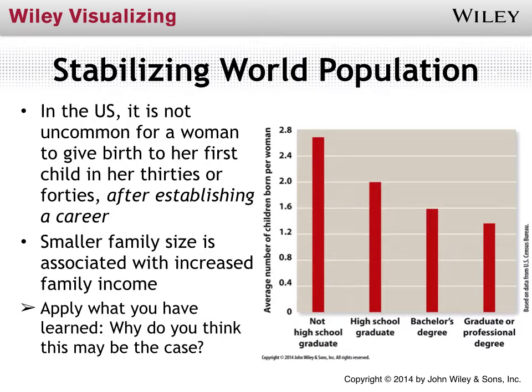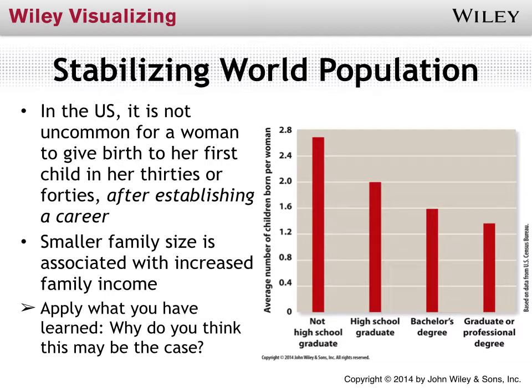So in the United States, it's not untypical for women to give birth to her first child into her 30s or even into her 40s after establishing a career. So if you don't start a family until that much later in life, you're far more likely to have a much smaller family, or typically a one-child family.